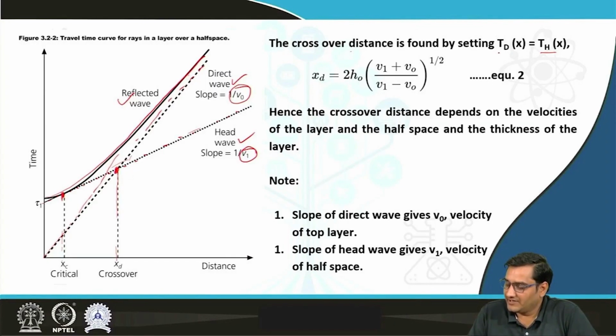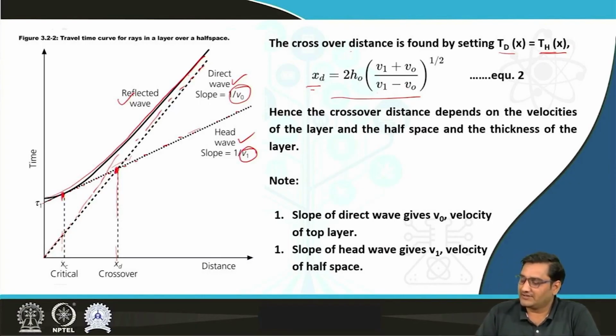So we will have to set Td equal to Th, and wherever this happens, that distance is represented by xd and will be equal to 2h0 times the square root of (velocity of the second layer plus velocity of the top layer) divided by (velocity of the second layer minus velocity of the top layer). Hence, the crossover distance depends on the velocities of the layer and the half space and the thickness of the layer. That is the takeaway that we must note.